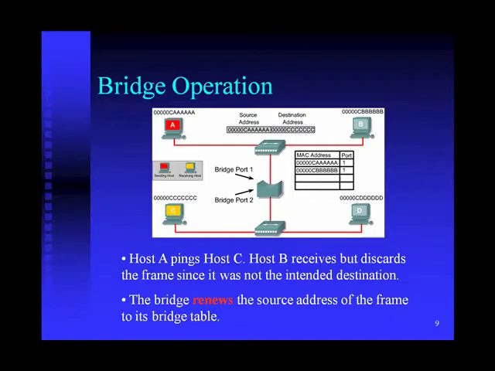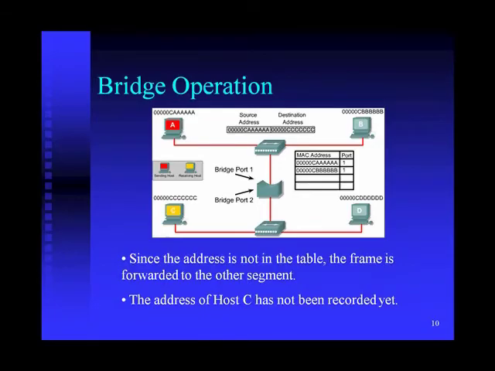Host A pings host C now. Host B receives but discards the frame since it was not intended for it. The bridge would then just renew the source address of the frame in its bridge table. Host A is already in the MAC address table, so we'll just renew it. It did not know where host C is, so what it would do again is flood it out the ports.